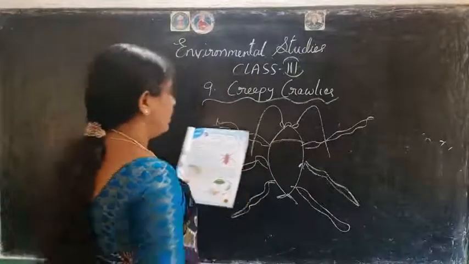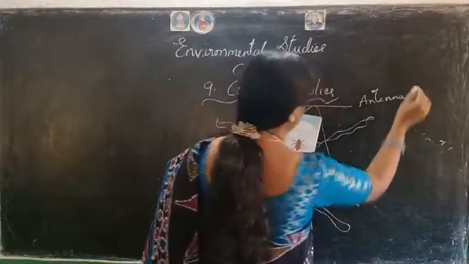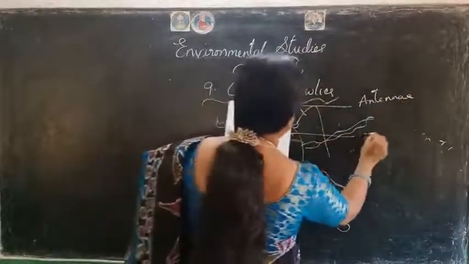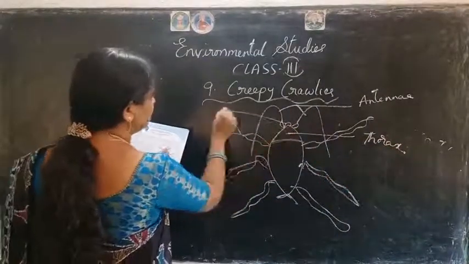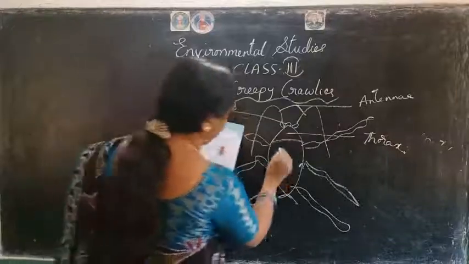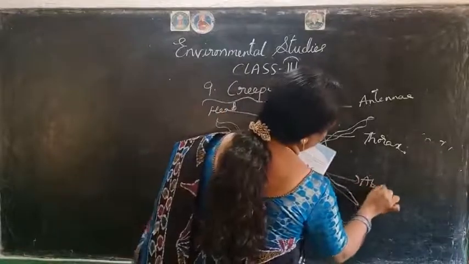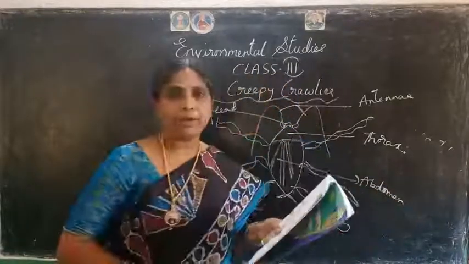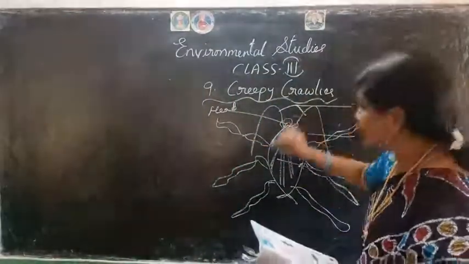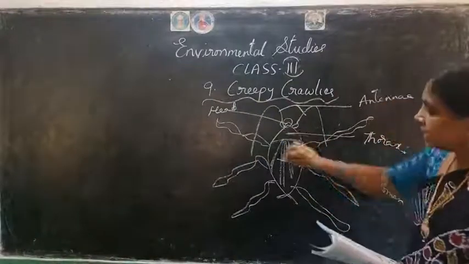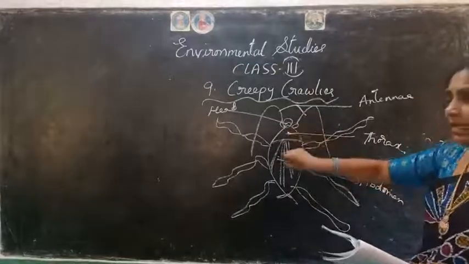Okay, here in this way, and we'll call these two as antennas, and this part is called as thorax, and this is the head, children. Here the stripes will be there like this, and this is called as abdomen. Abdomen means a body part. Okay, here the body of insects is divided into 3 parts. The first part is the head, the second part is the thorax, and the third part is the abdomen.